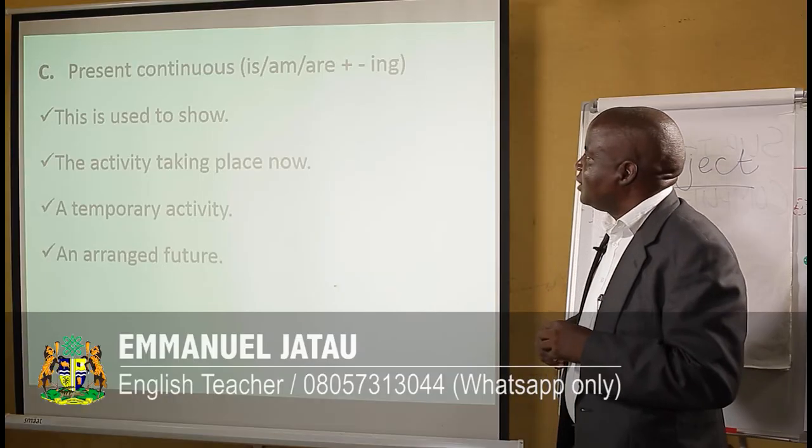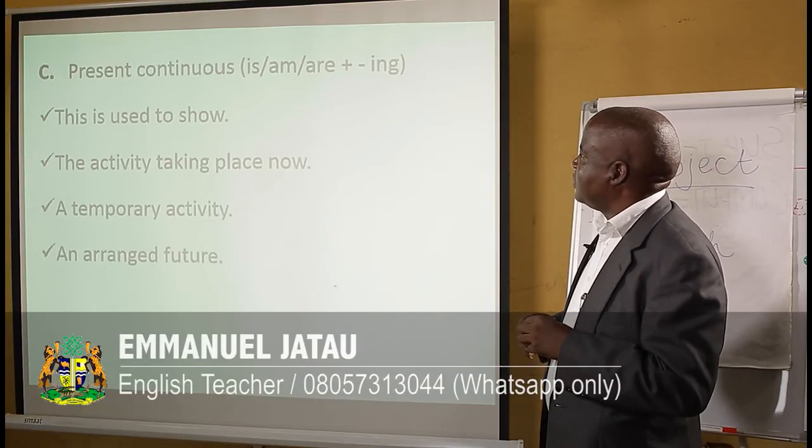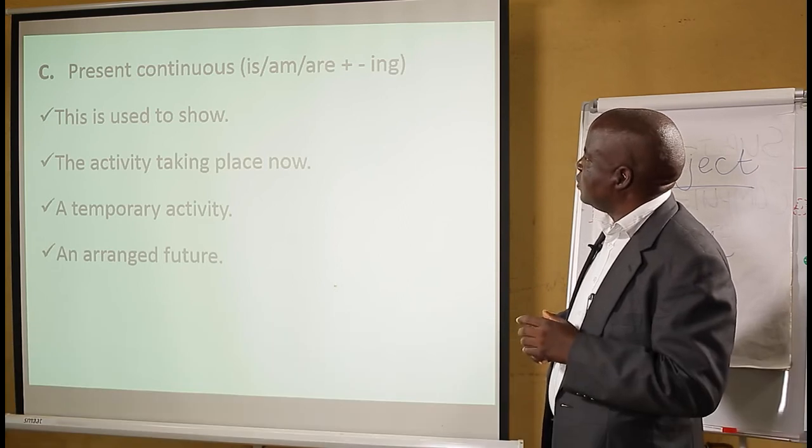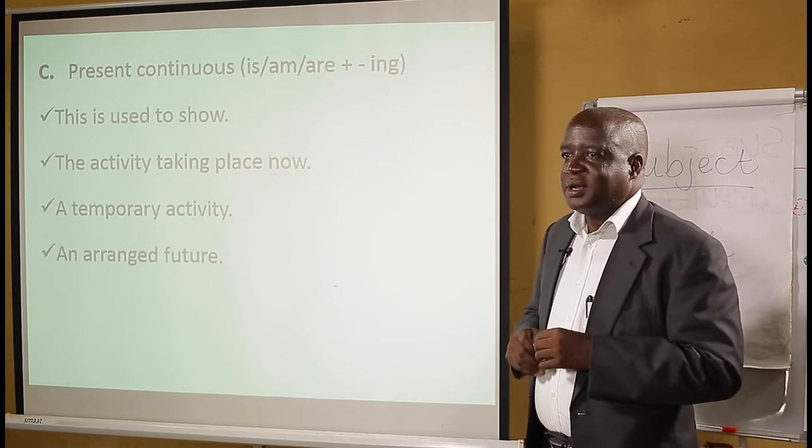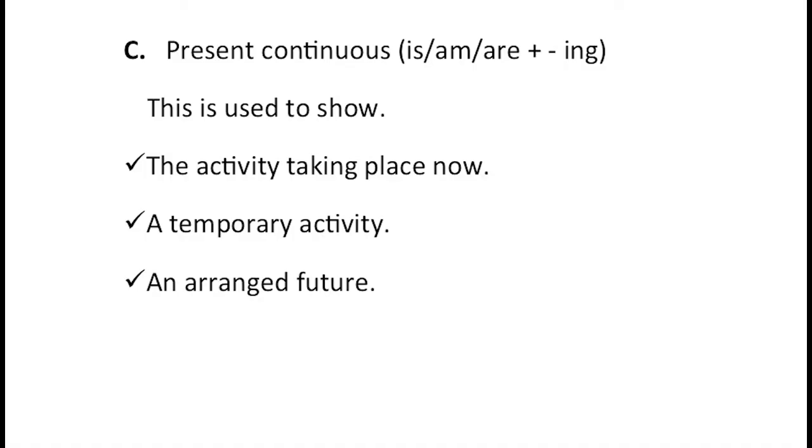Next, C. Present continuous, using is, am, or are plus the continuous form ing. This is used to show: 1. Activities taking place now. 2. A temporary activity. 3. An arranged future.